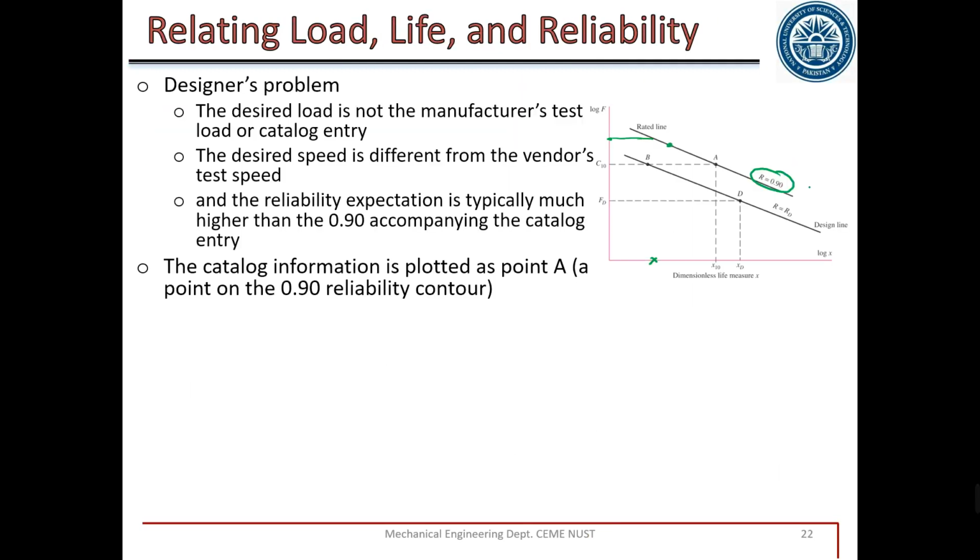And this is also understood that if we are increasing reliability for the same amount of force, initially for this C10 we had this life, and by increasing reliability, life is decreasing for the same magnitude of force. So one thing is that a designer wants different reliability, different than the rated reliability. Also, the designer life is different from the manufacturer's life.